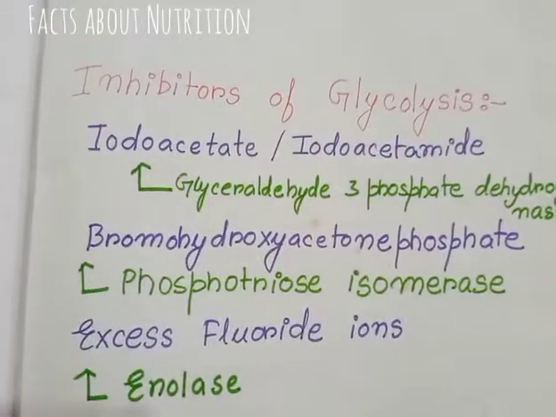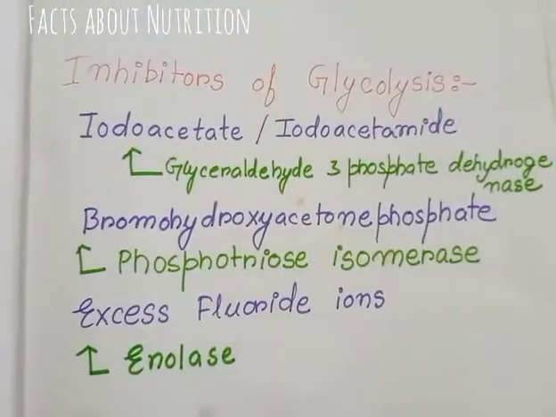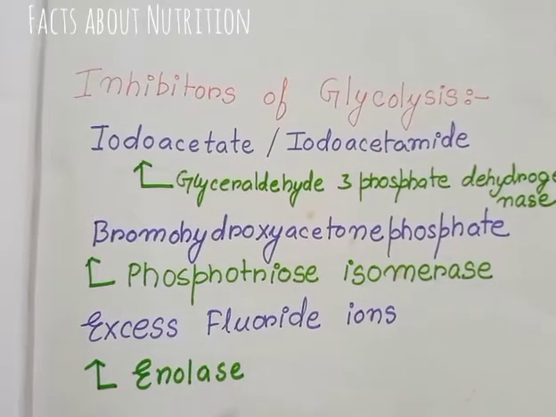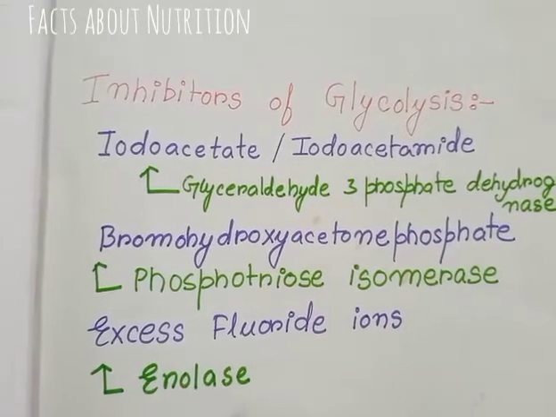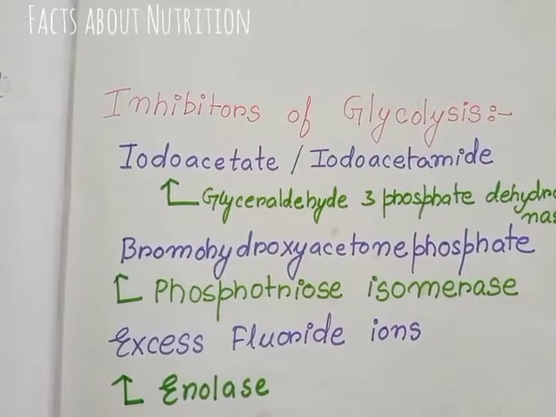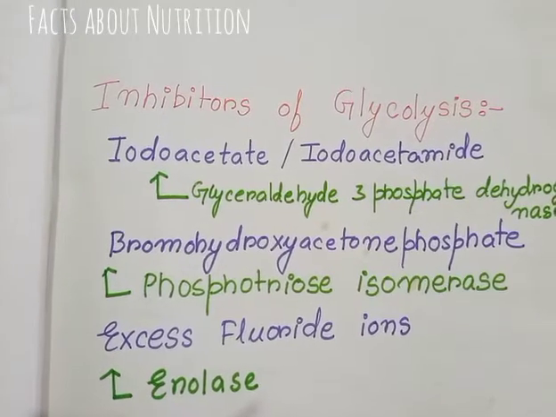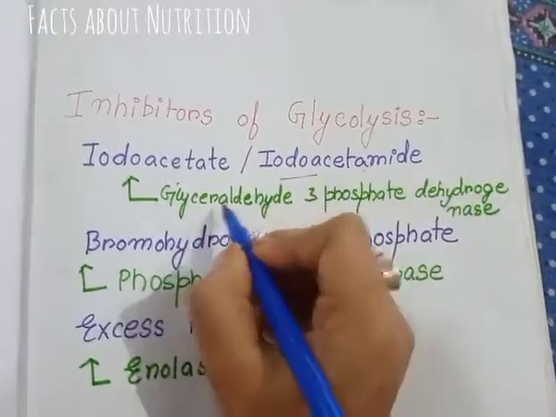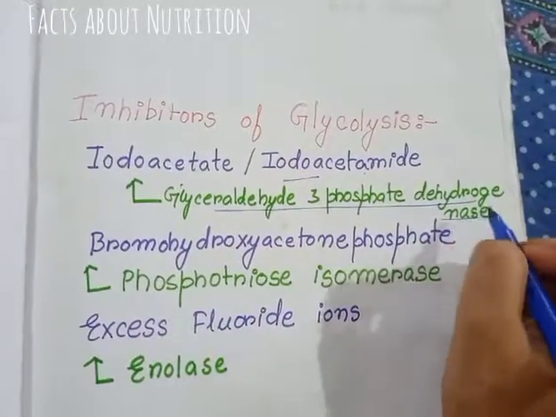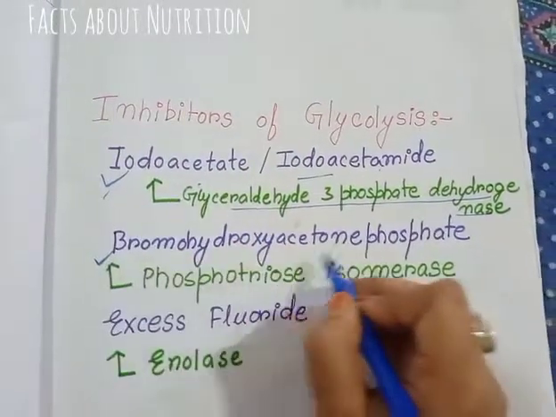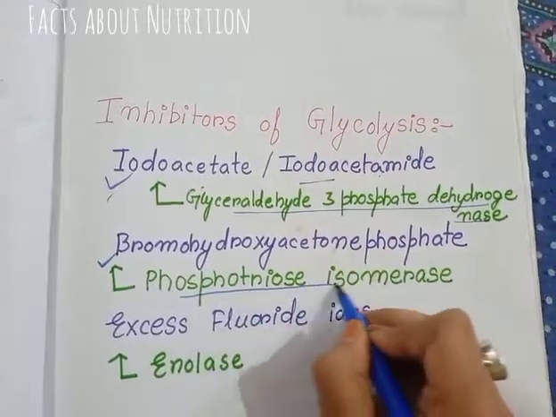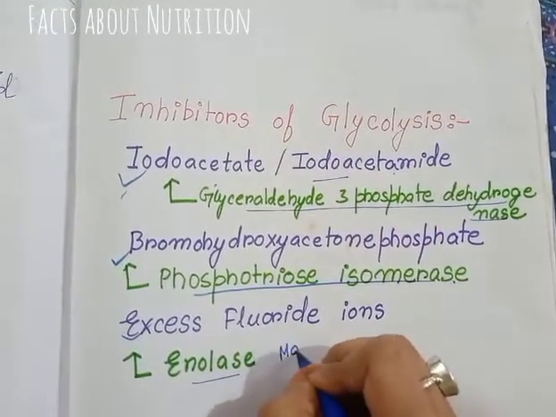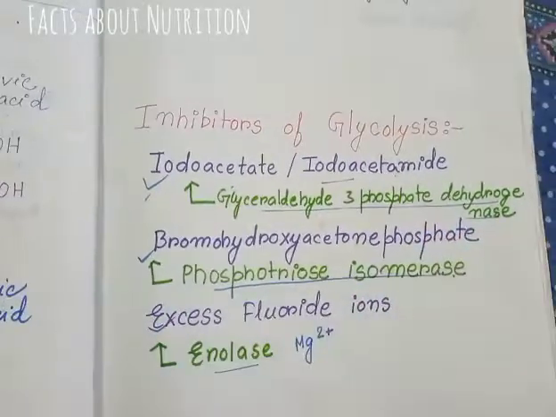Next, we will be talking about inhibitors of glycolysis. That means the particular type of ligand or any molecule that will inhibit the catalysis of an enzyme, that means it will not allow the enzyme to work properly, are known as inhibitors. What are the 3 inhibitors? Iodoacetate or iodoacetamide, which will inhibit glyceraldehyde 3-phosphate dehydrogenase. This is number 1. Bromohydroxyacetone phosphate, which will inhibit phosphotriose isomerase, and excessive fluorides will inhibit enolase. This is a Mg2 plus dependent enzyme.